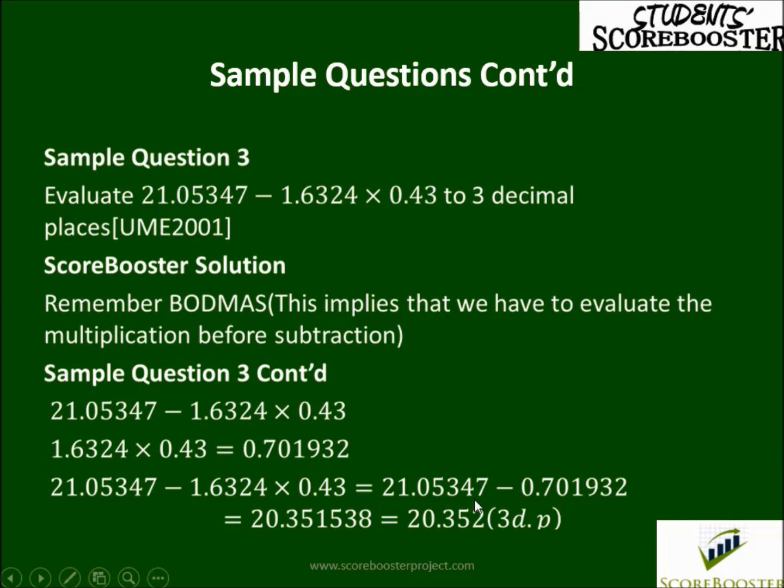When you replace it, you have 21.05347 minus 0.701932. When you deduct the two using your calculator, you have 20.351538. Expressing to 3 decimal places, the last digit is in the 3rd decimal place, and the next digit is 5, which is greater than 4, so you round this one up by 1. So you have 20.352, to 3 decimal places.